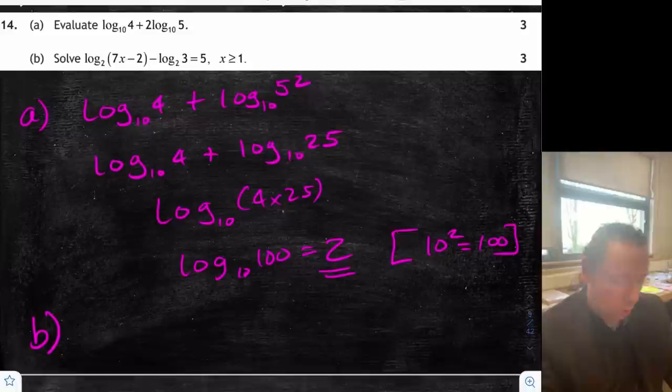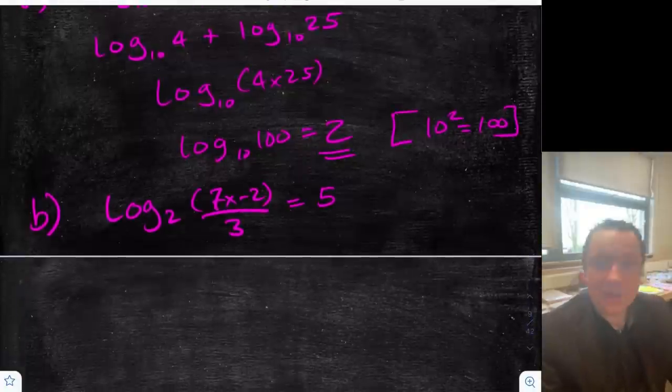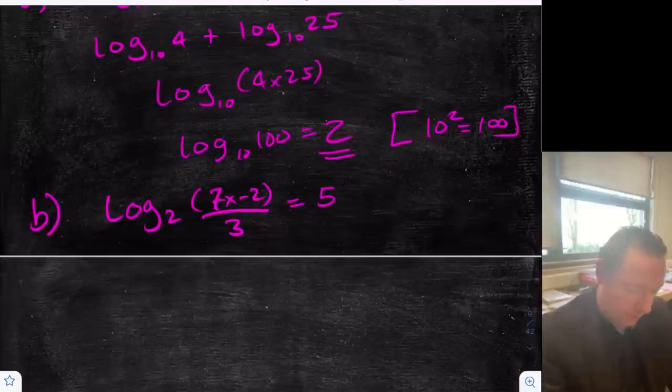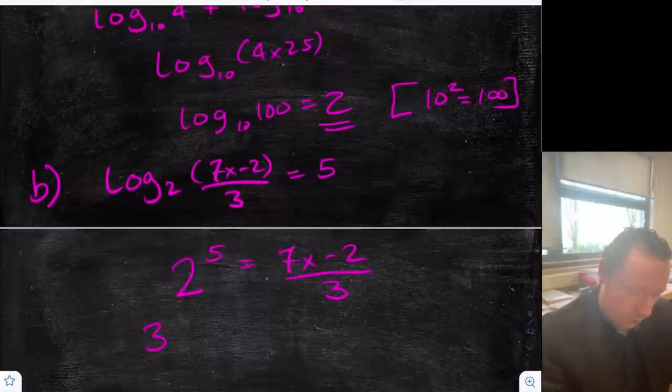So we'll combine that into one log straight away by writing log 2 of (7x minus 2) all over 3, because a minus means we can divide. That equals 5. So then using our rules of logs to eliminate the log, 2 to the power of 5 equals this. So 2 to the power of 5 is (7x minus 2) over 3. So we need to work out 2 to the power of 5: 2 twos is 4, times 2 is 8, times 2 is 16, times 2 is 32. So 32 equals (7x minus 2) over 3.